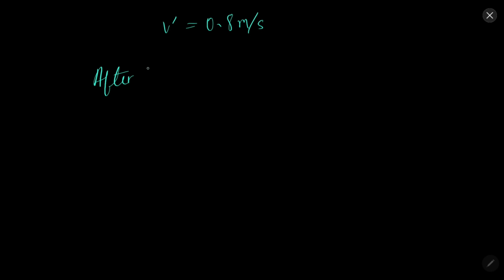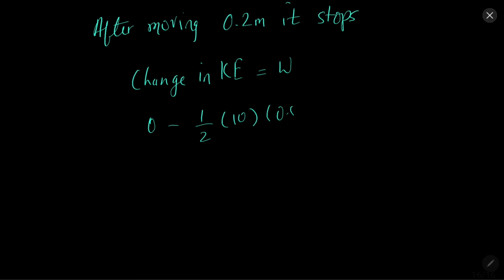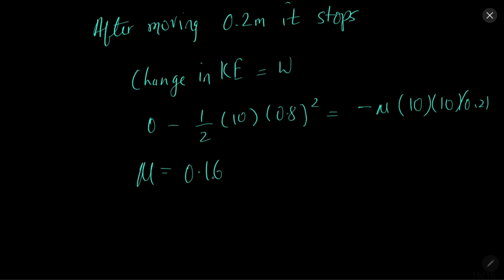After moving 0.2 meter, it stops. So change in kinetic energy equal to work done. So 0 minus half into 10 into 0.8 square equal to minus mu into 10 into 10 into 0.2. So the coefficient of friction will be 0.16.